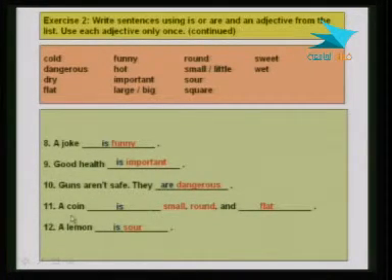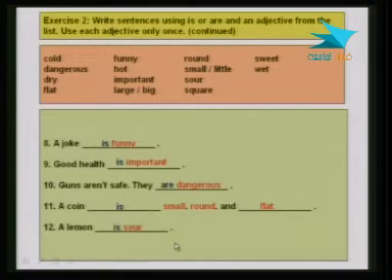And then number 11 here, a coin is small, round, and flat. If you use more than one adjective, you can separate them by the use of commas. This is a comma, okay? This is a comma, all right? And then we use the word and before the last adjective that we have. And the last sentence, a lemon is sour. A lemon is sour. Okay?